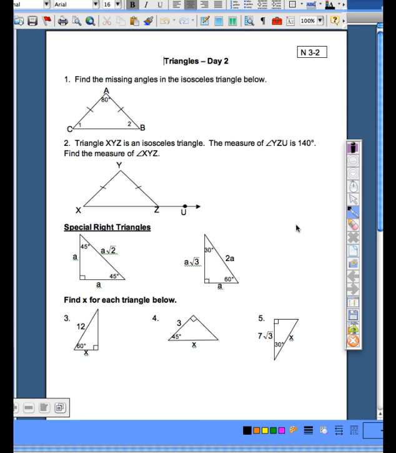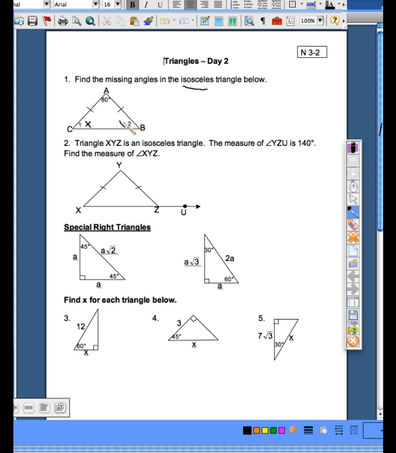Now, isosceles means that it's got two sides the same length, and you know that's indicated because you've got these two single hash marks that indicate those are the same length. Now you need to remember that if the sides have the same length, the angles across from the sides have the same measure. So that means angle 1 and angle 2 are the same measure.